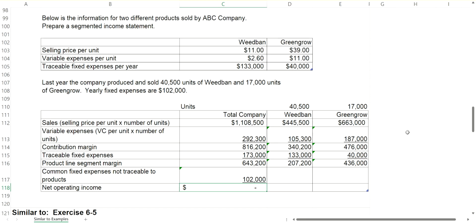A common fixed cost means you can't eliminate it by eliminating WeBan or GreenGrow. It's kind of like the rent. If you stop making one product, your rent probably isn't going to change. So that's a common fixed cost. Okay, I will take the 643,200 minus the common fixed cost of 102, and you will get net operating income for the company of 541,200. We are now complete with the segmented income statement.